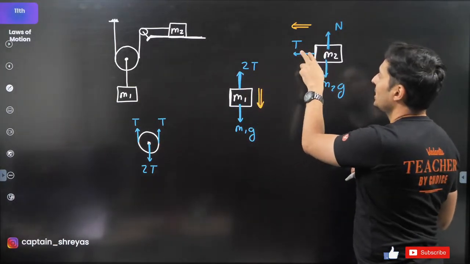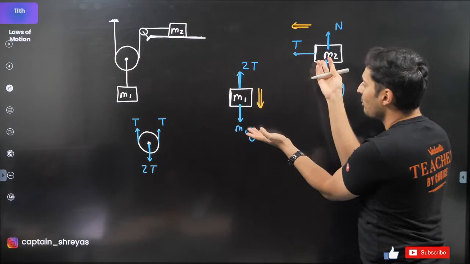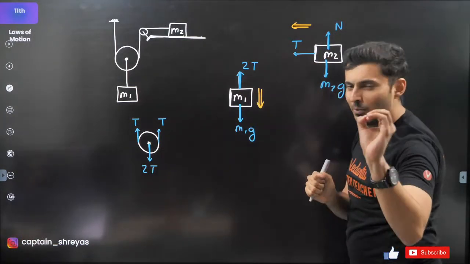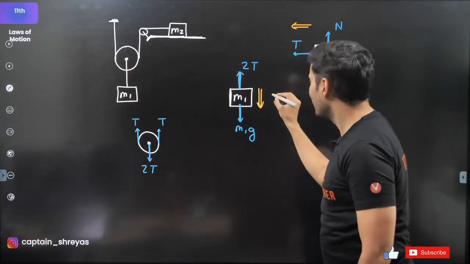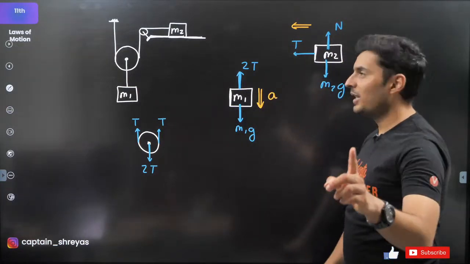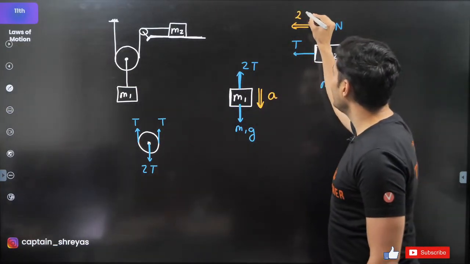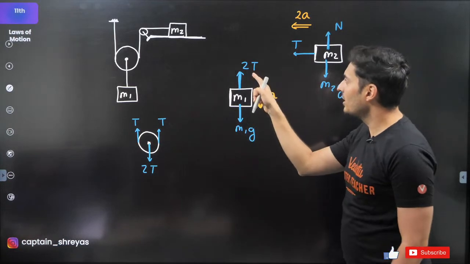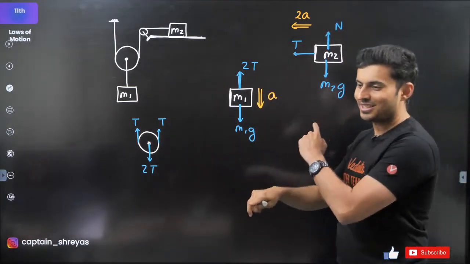see what's the ratio, T to 2T, the acceleration will be exactly in the inverse ratio, meaning wherever there is 2T, the acceleration will be a. Wherever there is T, the acceleration will be 2a. T is to 2T, a is to 2a, inverse. That's all.